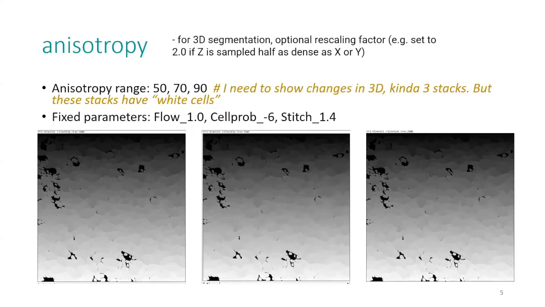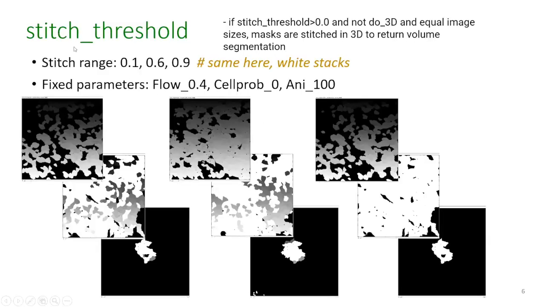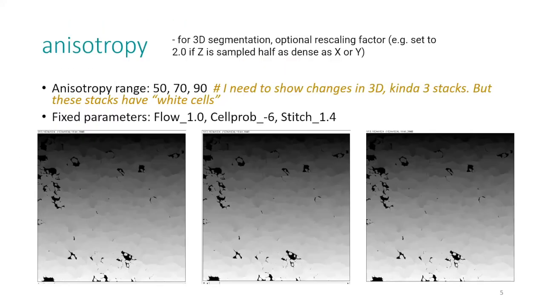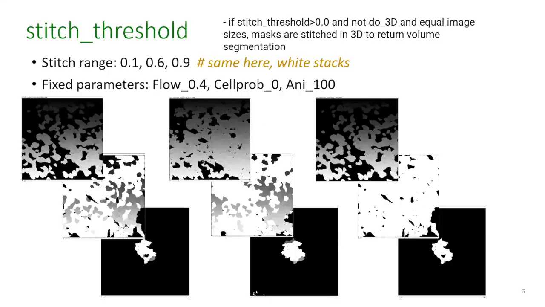Anisotropy is a bit more difficult, as well as stitch threshold, because it's through the slices, we need to get 3D cells, 3D changes, but it will be solved soon, because as you see on the next slide, there are many white blank cells that aren't actually figured out by Cellpose. We'll need to fix it somehow soon, so it's the future challenge.